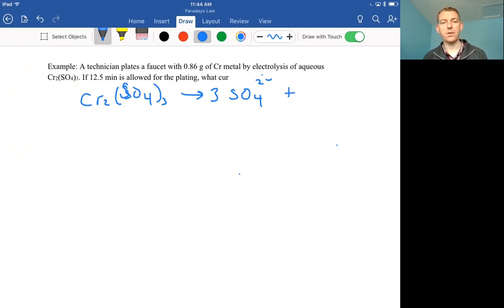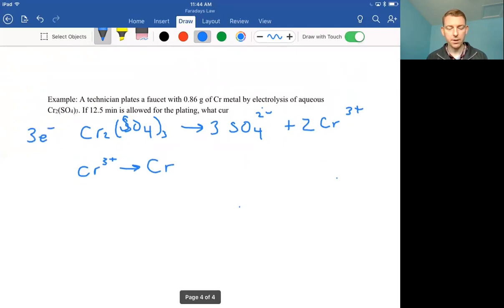If that's a 2- charge and there's 3 of them, it's in total going to bring it down to -6. That means that the chromium has to do the work to bring it back up to neutral. There's 2 of those, so we'll have 2 chromium ions at a +3 charge each. Okay, and that's going to balance out the salt, gives us the neutral salt, and also tells us what we have in solution. In order to then reduce this chromium, so we want to take chromium 3+ and reduce it into chromium metal. Balance the charge on that, we're going to need 3 electrons.